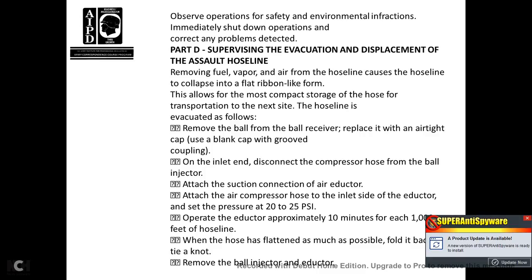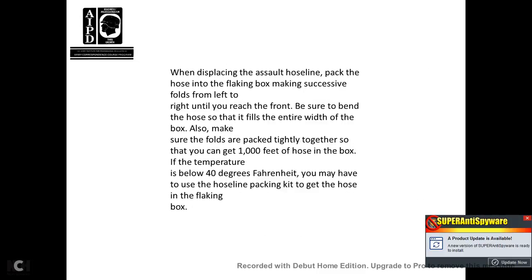Operate the eductor approximately 10 minutes for each 1,000 feet of hose line. When the hose is flattened as much as possible, fold it back, tie a knot, and remove the ball injector and the eductor. When displacing the assault hose line, pass the hose to the flaking box.